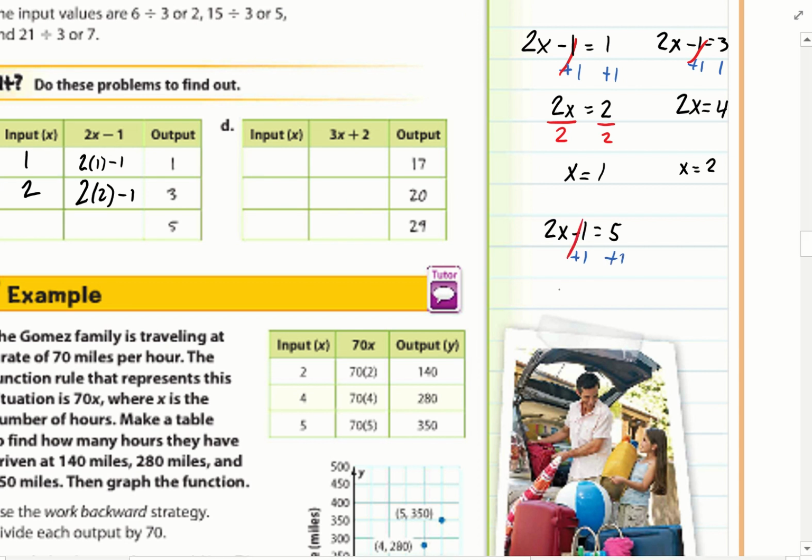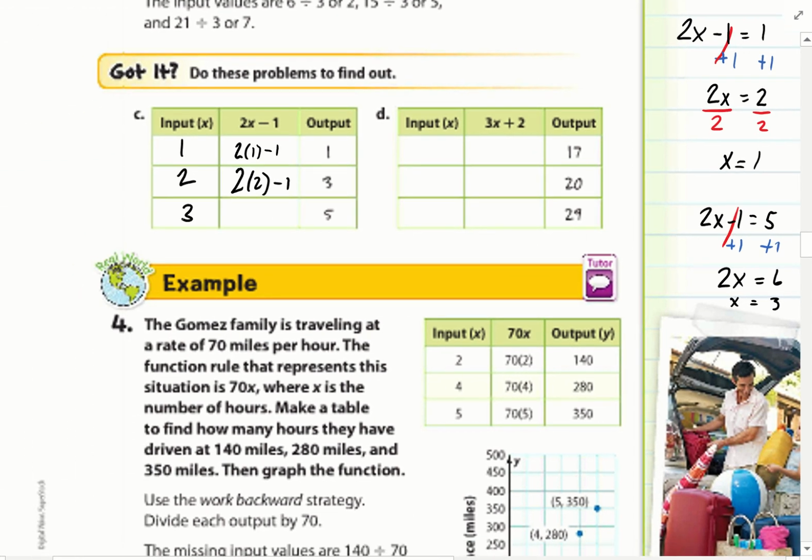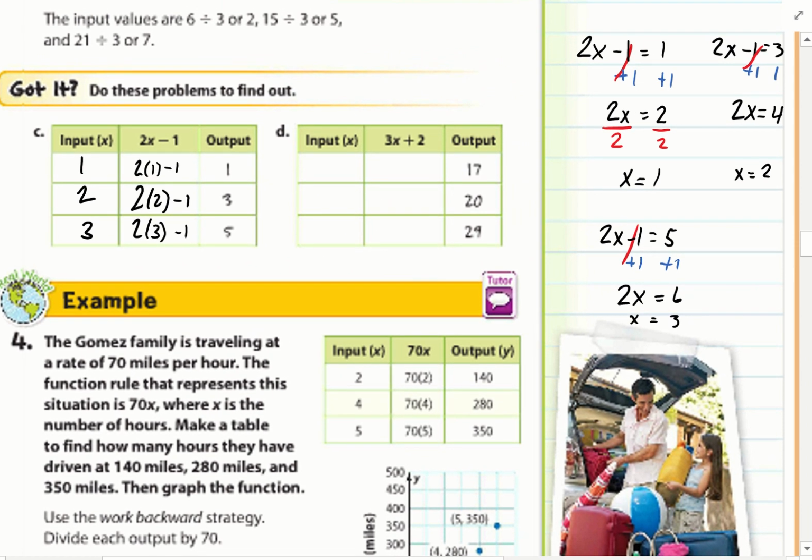I get 2x equals 6. Divide by 2 on each side. X equals 3. So 2 times 3 minus 1. So I'm going to do the same strategy for D. So by using the same strategy of inverse operations, I should get 5, 6, and 9.